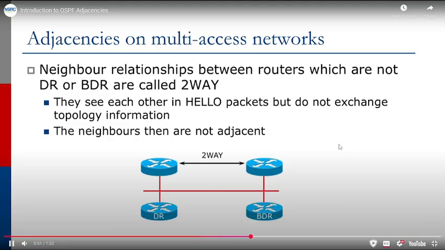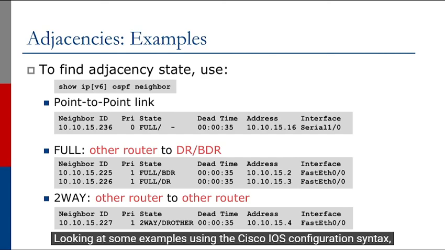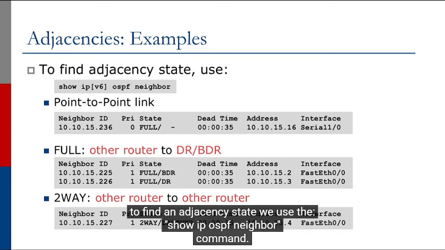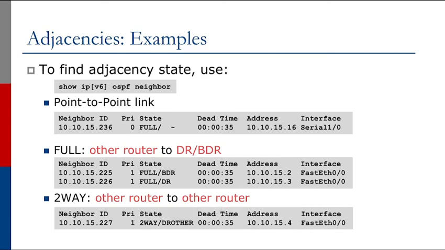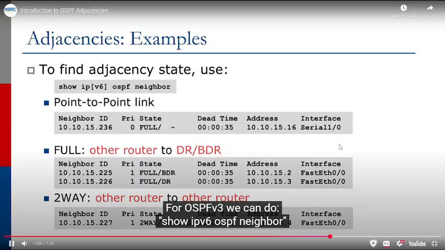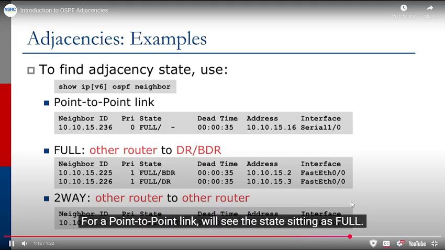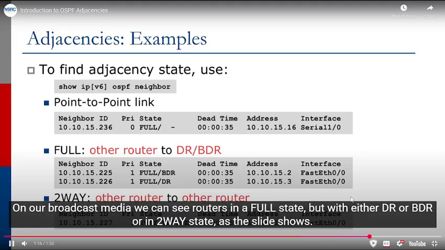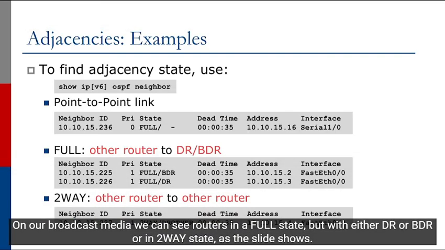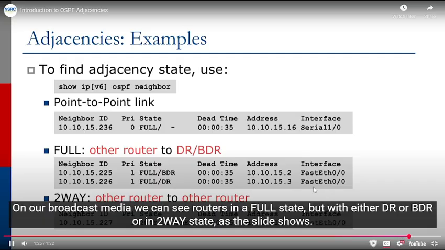Looking at some examples using the Cisco IOS configuration syntax, to find an adjacency state, we use the show IP OSPF neighbor command. For OSPFv3, we can do show IPv6 OSPF neighbor. For a point-to-point link, we'll see the state sitting as full. On a broadcast media, we can see routers in a full state, but with either DR or BDR, or in two-way state, as the slide shows.